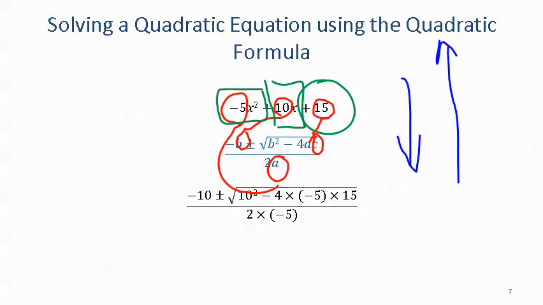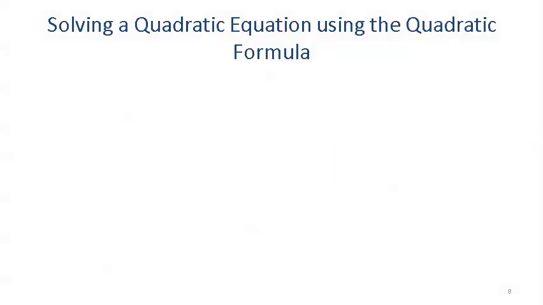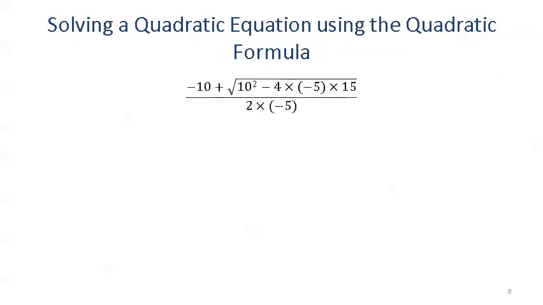So for now we have the equation minus 10 plus or minus the square root of 10 squared minus 4 times minus 5 times 15, all divided by 2 times minus 5. Let's start by solving the equation we just set up. But in this case, we're going to start with the plus term first and come back and do the minus term second. So we crunch the numbers. You can get out a calculator and crunch them as well as I can, and you're going to find out that the answer to this first equation is minus 1.